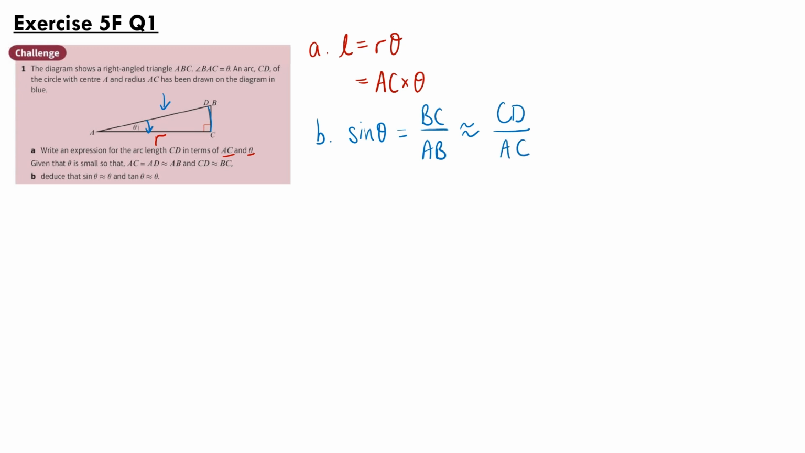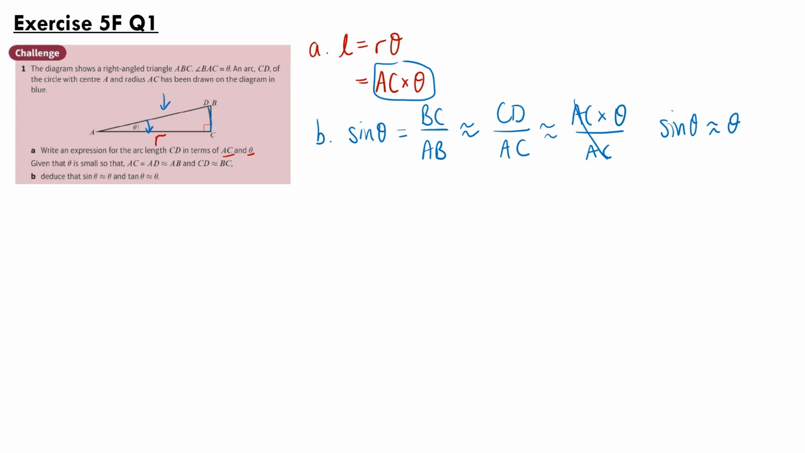But if we use AC here, when we plug in the value for CD as the arc length up here, then the ACs will cancel. And we're just left with theta. So sine theta is approximately equal to theta as required.